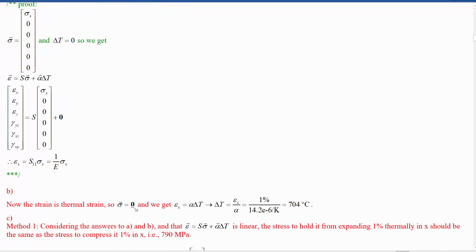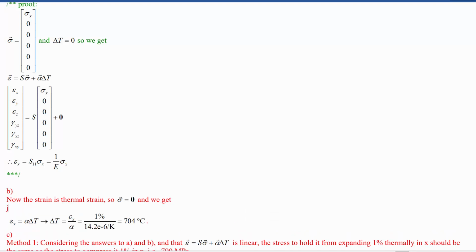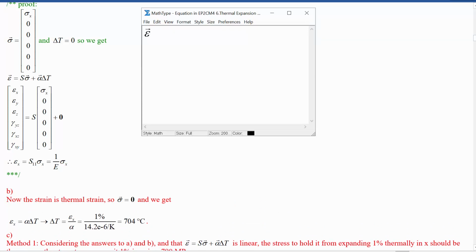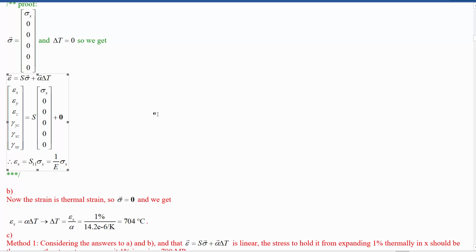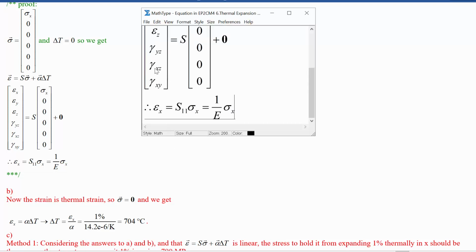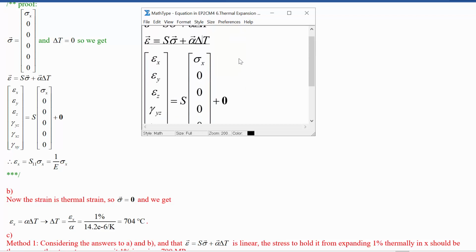In part B, we're going to have that the stress is equal to 0. So we're going to see how we can get that the strain is just alpha delta T. Well, let's actually work this out. So we're going to start with the strain being equal to the compliance matrix times the stress plus alpha times delta T. And let's put in the full matrix components for this. So we'll copy some of this stuff so I don't have to type it out again, and edit this middle one.